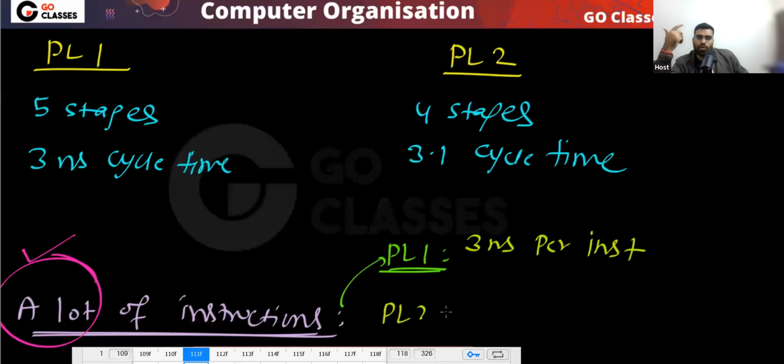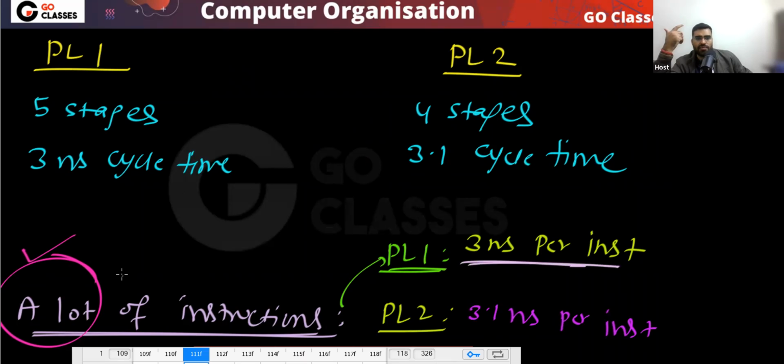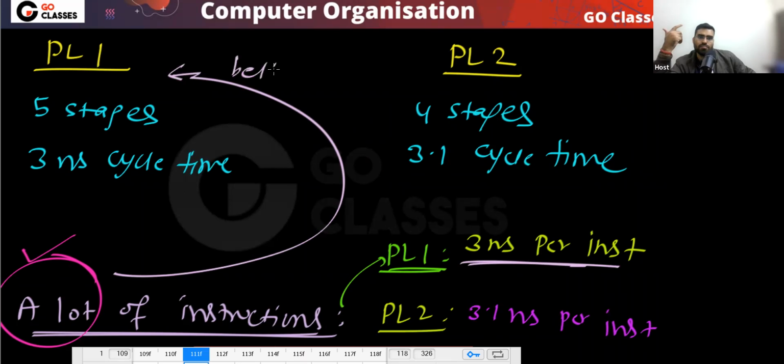And in PL2, also one instruction per cycle, but you are taking 3.1 nanosecond per instruction. So which is better? Ultimately, PL1 is better. When you have a lot of instructions, you should prefer this PL1.